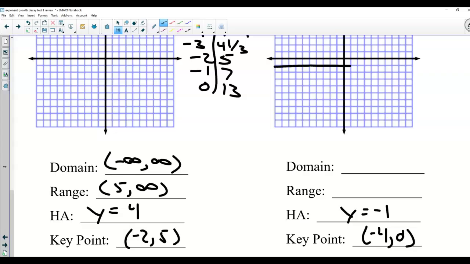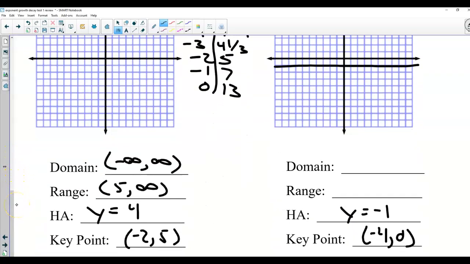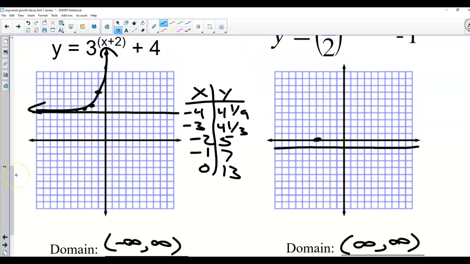So y equals negative 1 is right here. Okay, negative 4, 0, 1, 2, 3, 4, right there. So we're above the asymptote. So we're going negative 1 to infinity, and the domain is negative infinity to infinity. When I want to get my points, I'm going to put the XY chart right here.